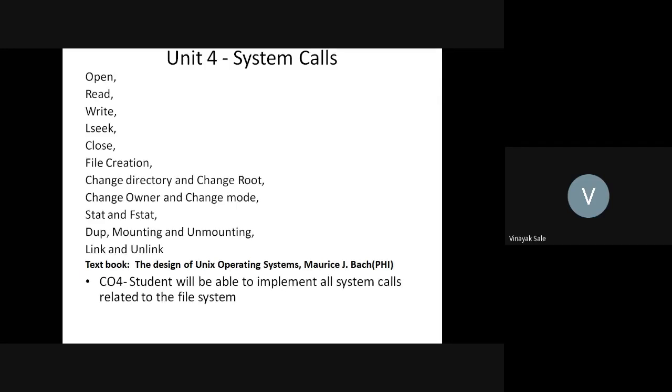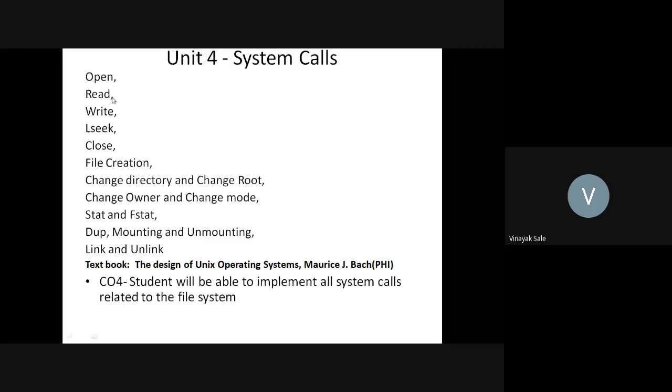First point is open, then read, write, lseek, close, file creation, change directory and change root, change owner and change mode, stat and fstat, mounting and unmounting, link and unlink. These are the different system calls regarding the file or block allocation.